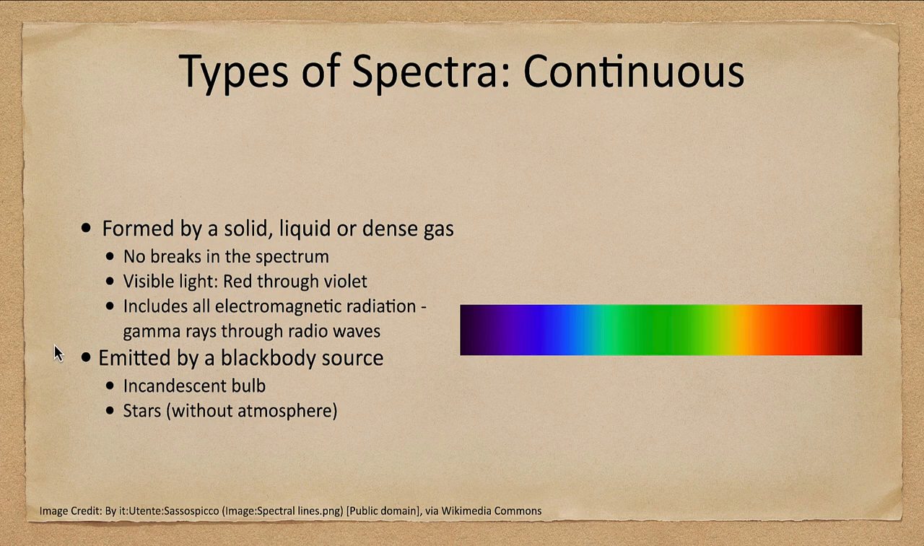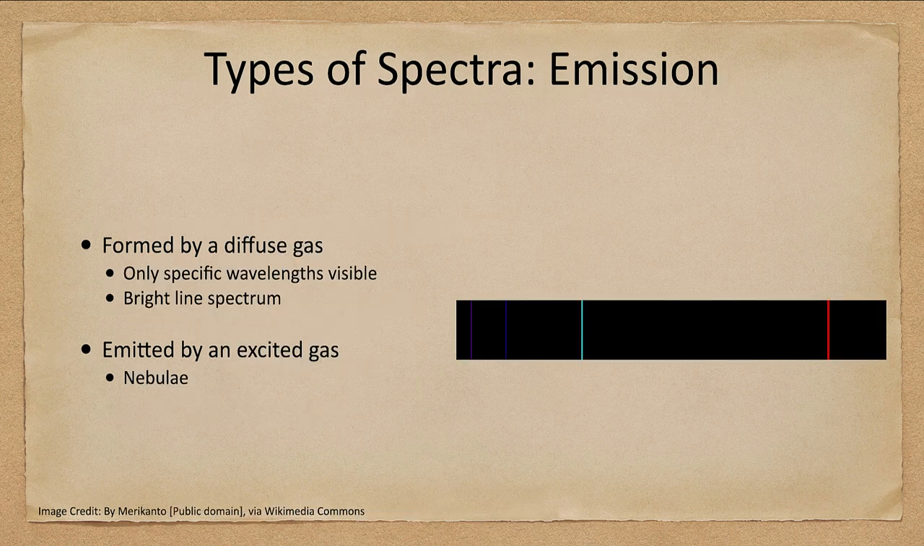Now, there's another type of spectrum we call the emission spectrum, and we see that here. An emission spectrum, or bright line spectrum, has only very specific lines that are visible. So instead of seeing the entire spectrum, we see only these very specific wavelengths. This is formed by a diffuse gas. And we see that excited gases, things like nebulae that we will look at, will give out an emission spectrum. And this is where learning what these lines are tells us what objects are made up of. This happens to be the spectrum of hydrogen gas. So if we see this spectrum, then we know that hydrogen gas is present.